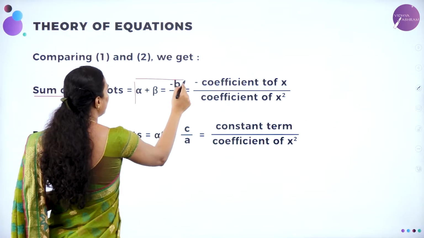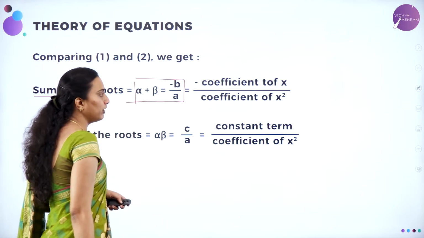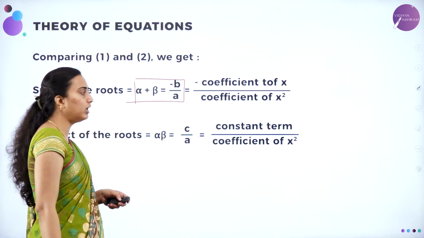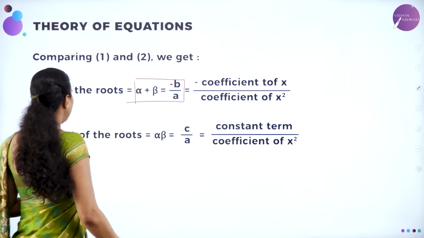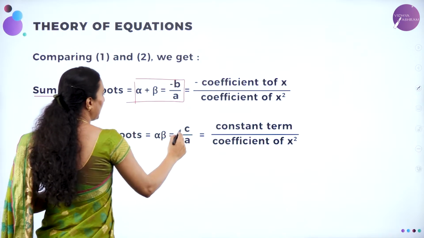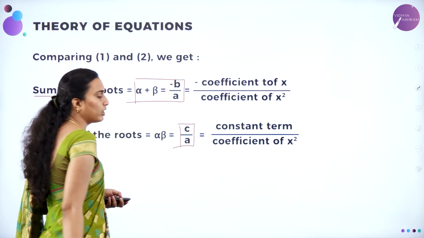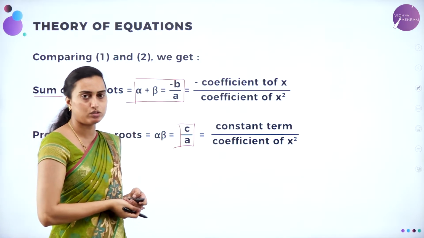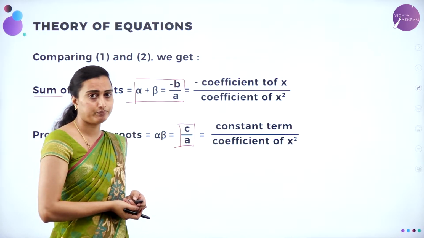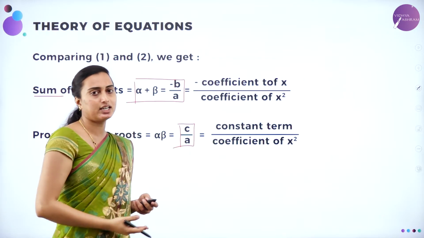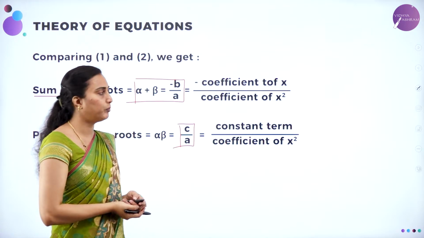So you can have the formula for the sum of the roots: alpha plus beta is equal to minus b by a, which is the coefficient of x with the negative symbol, divided by the coefficient of x squared. And the product of the roots, alpha into beta, is c by a, which is the constant term divided by the coefficient of x squared. This you need to remember. Now, based on all these conditions, let us move on to solving the problems.